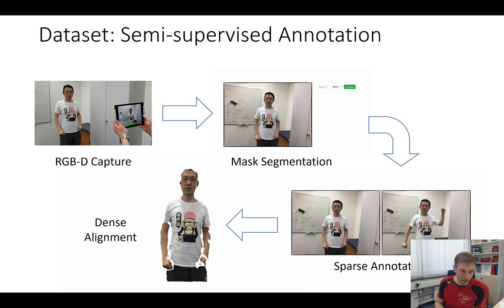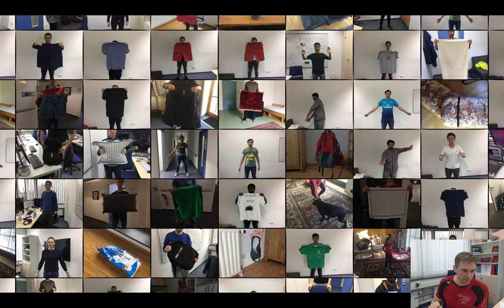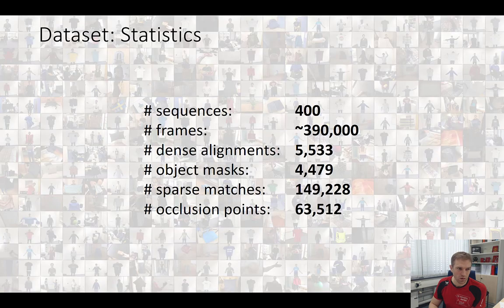Now, in total, we actually captured a lot of different sequences. A lot of them are humans, but a lot of them are also cloth, some blankets, pillows, clothing, generally speaking, that the human is holding, and so on. So we have a couple of different varieties here. In total, we recorded roughly 400 sequences. It's almost 400,000 RGBD frames. We have in total about 5,500 dense alignments between frame pairs.